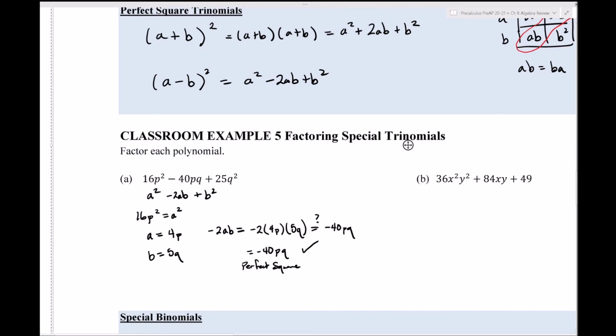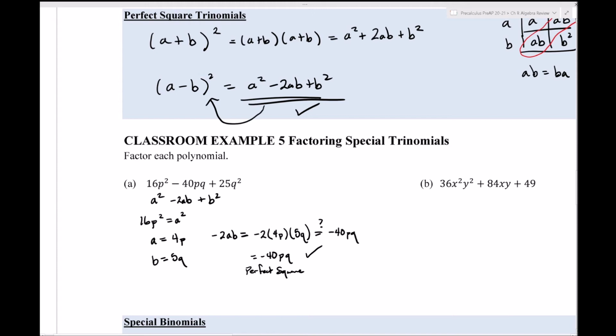So here's the factorization scheme. Since I've verified that it does fit the pattern on the right-hand side, a squared minus 2ab plus b squared, then I'm good to go backwards to this factorization scheme, a minus b squared. So what you do is you follow directions. This is what a is, this is what b is, and you plug that into the formula, a minus b squared. So then that's 4p minus 5q squared. And then I'll box that because that's the factorization that they were looking for. And that's completely done.